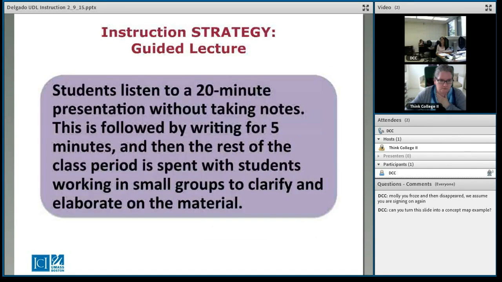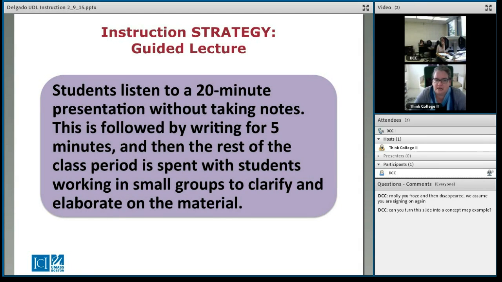Lecture. So this is kind of thinking about the concept map and then thinking about the 20-minute thing we talked about, and kind of trying to wrap up what we're talking about, but having students listen without taking any notes. Listen to a 20-minute presentation without taking any notes, and then followed by writing for 5 minutes or filling out a concept map.